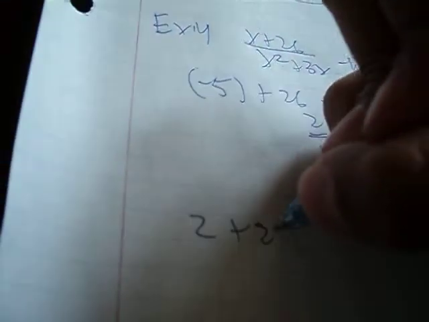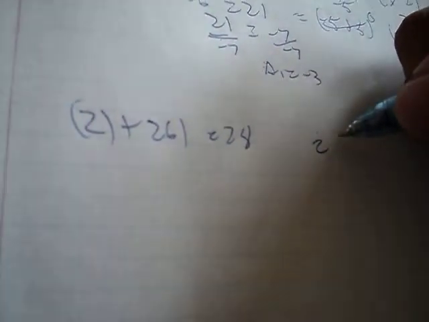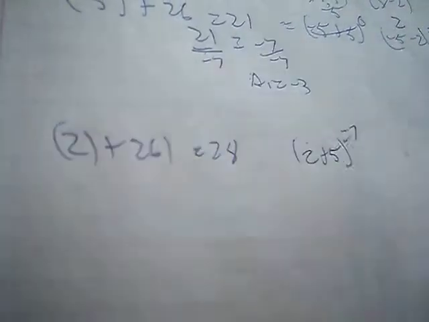But we're not done yet. So we've got to do our A2 now. So then it's 2 plus 26, equals 28. And then 2 plus 5 equals 7. 2 minus 2 equals 0, so that cancels out. So we have 28 equals 7. 28 divided by 7 equals 4. Alright, we're not done yet.